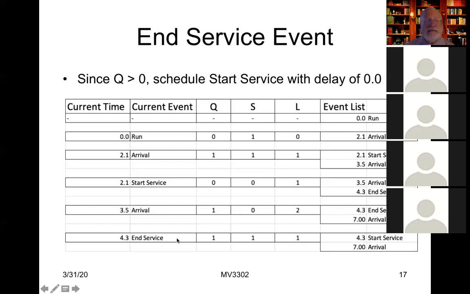And now, when we have an end service, intuitively or informally, if you're the server and there's somebody in the queue, you want to serve them. In the model, that is the start service event. And so we simply schedule the next start service event with a delay of 0 because Q is bigger than 0.